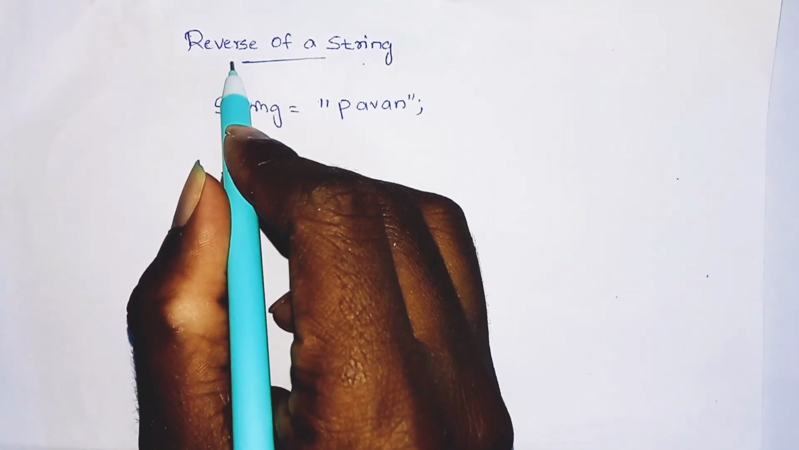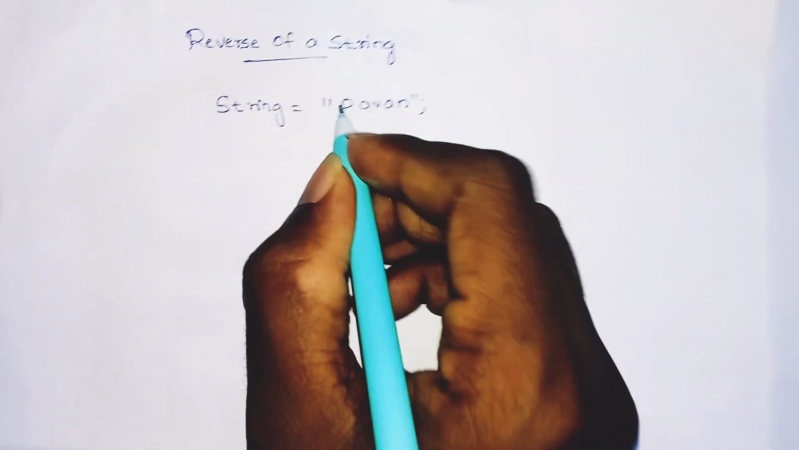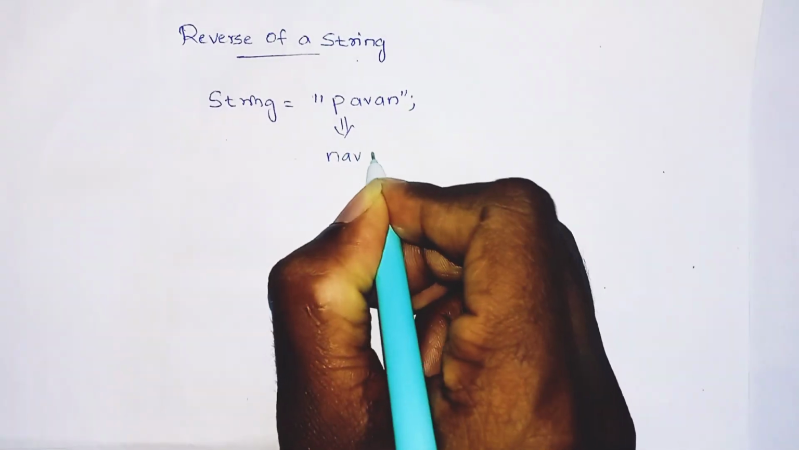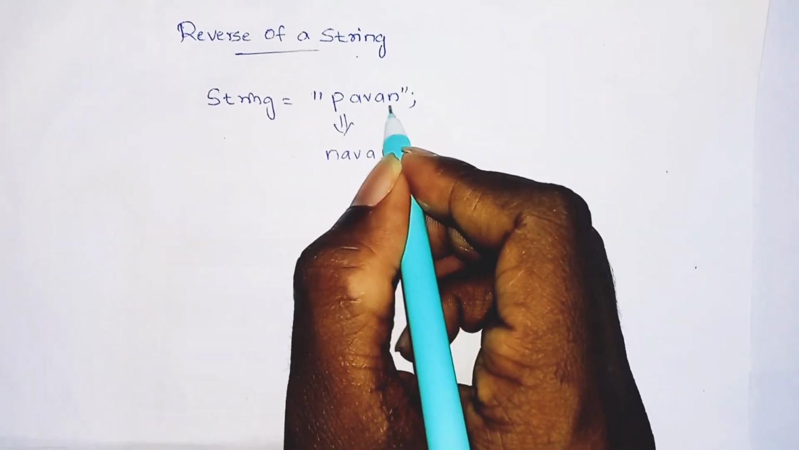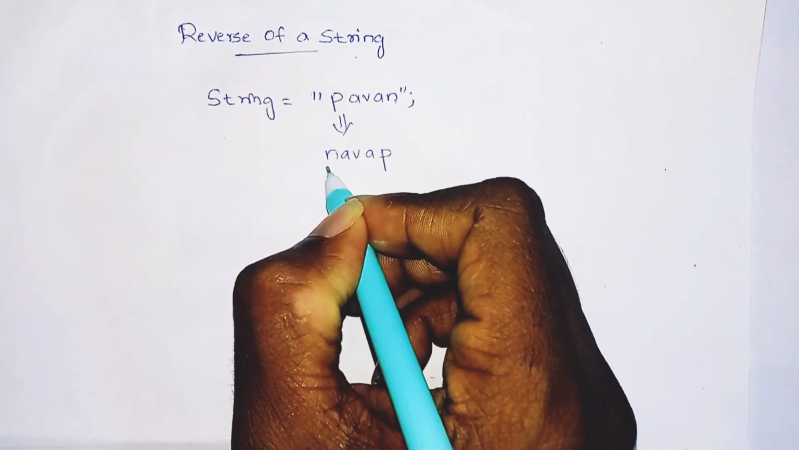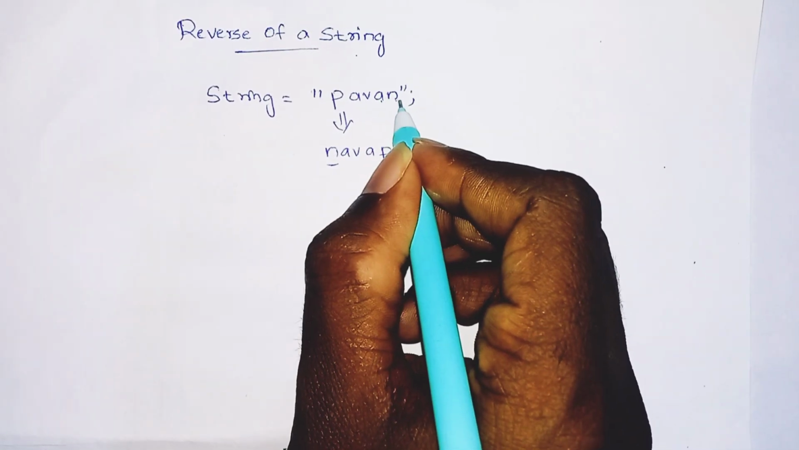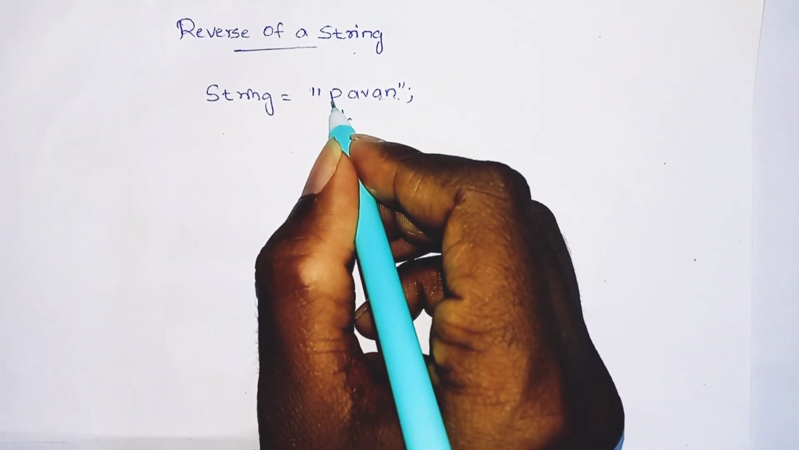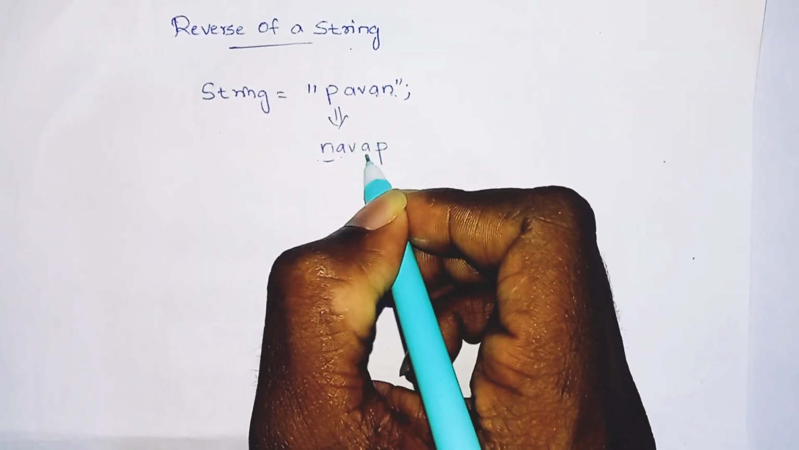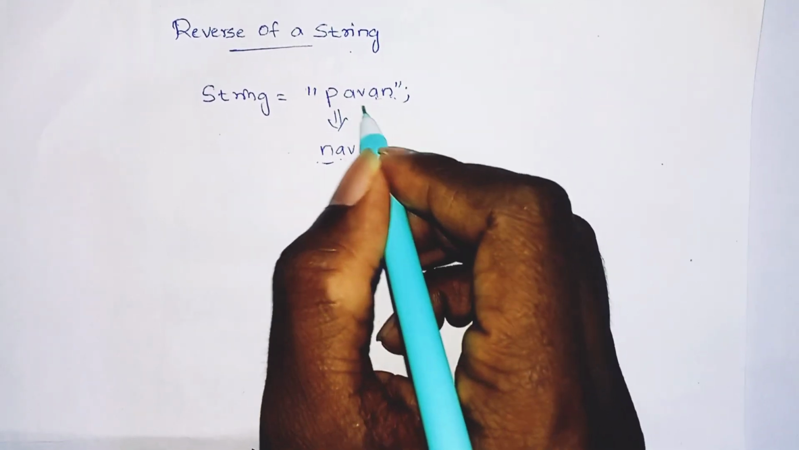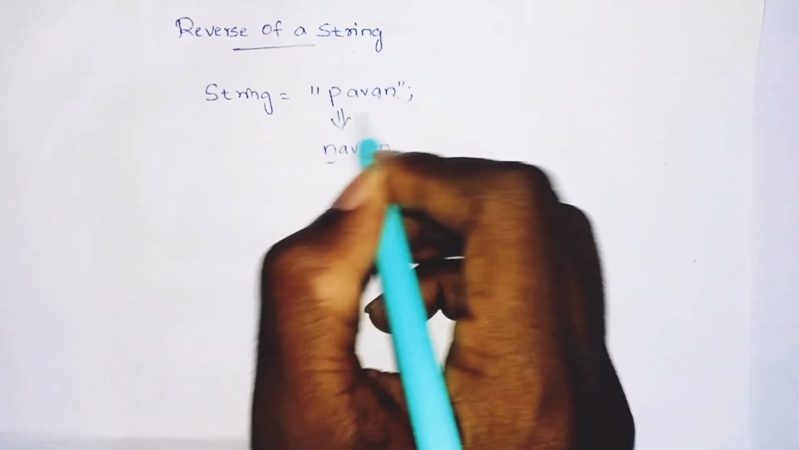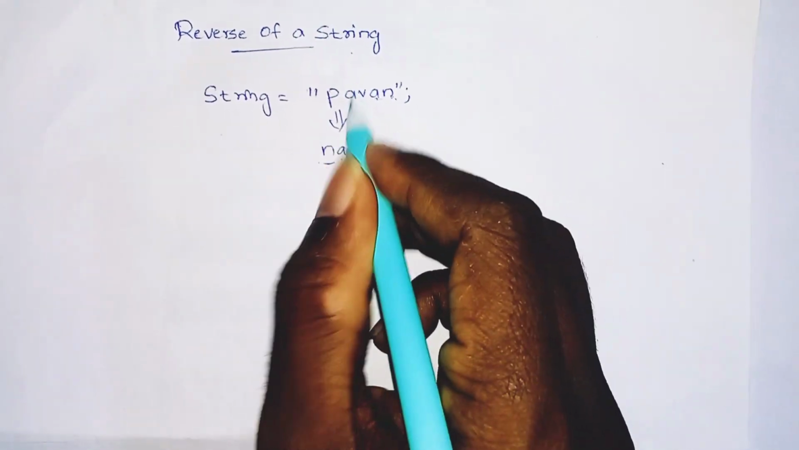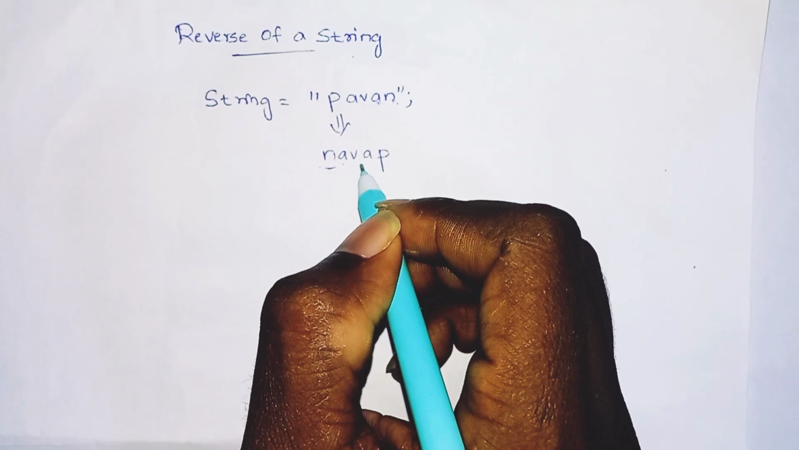Now, we are going to find the reverse of a string. After reversing it, the output should be NAVAP. The last character should come first, and the second character from the last should come second. Similarly, the first character should come last. So this is how reversing of a string should be done. Here PAVAN is the original string, and after reversing it should be NAVAP.